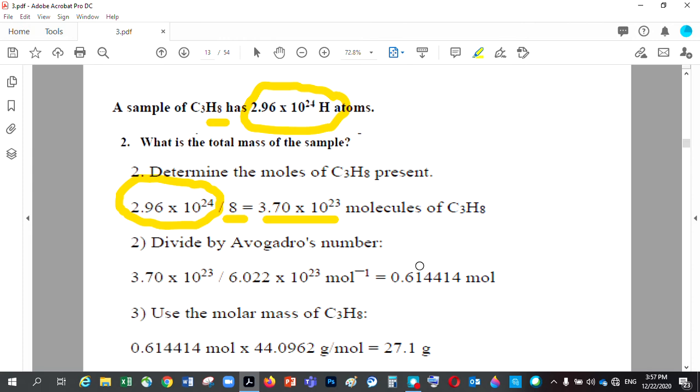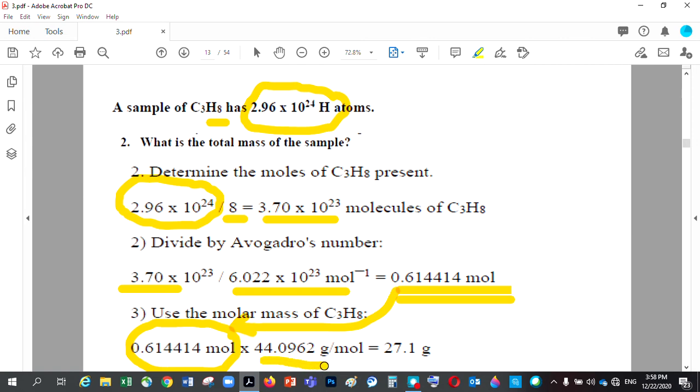So those are the molecules. And you divide these molecules by Avogadro's number. So this is the molecules here. So the molecules cancel out. You get out of this the mole ratio, correct? That's the moles. You get the moles here, which is this value here.